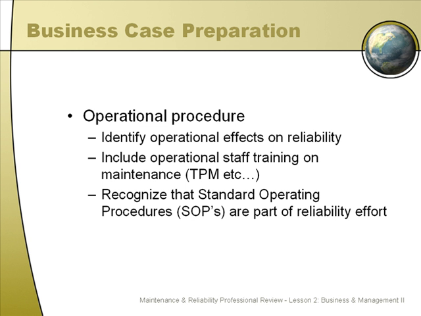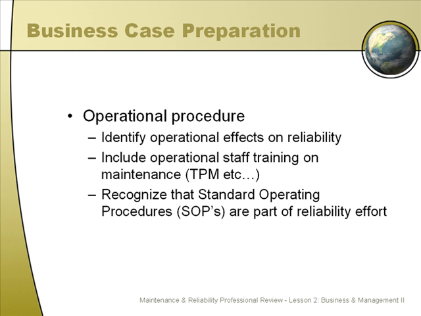Operational procedures are also part of the business case preparation and also part of the maintenance and reliability program. Identify the operational effects on reliability. The production staff affects equipment reliability by how they operate the machines and how they operate the process. Include the operational staff in training on maintenance, such as total productive maintenance, where a best practice shows that operators can make basic adjustments and repairs to their own equipment if it makes sense.